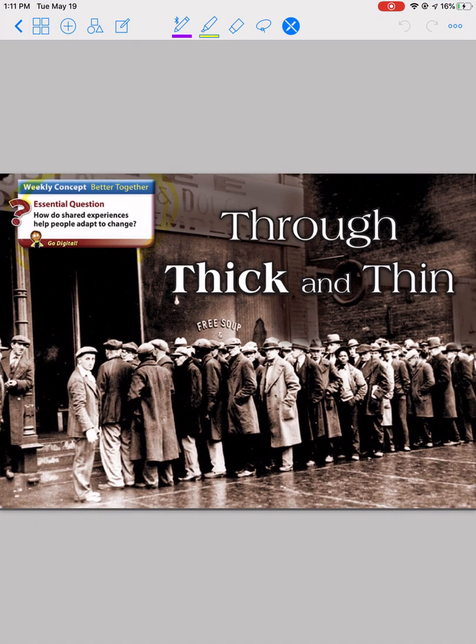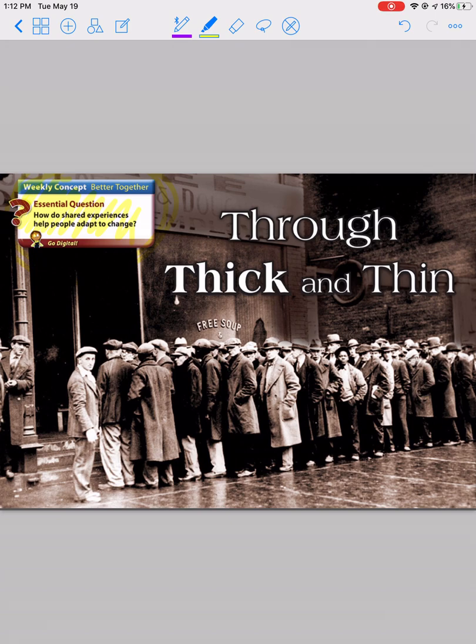So let's start with this picture. And it says, through thick and thin. And our weekly concept is better together. So obviously, we work better when we work together. And then I had it highlighted here. There's our essential question. And it says, how do shared experiences help people adapt to change?